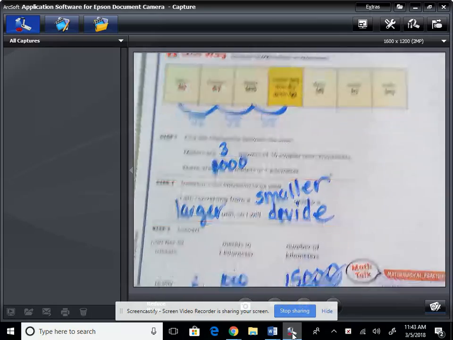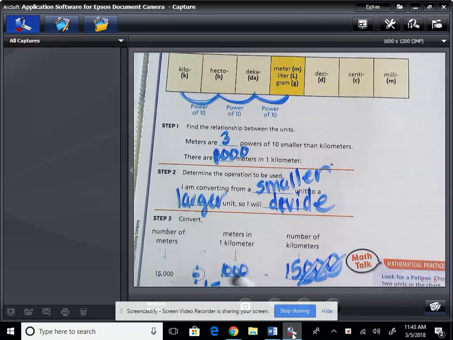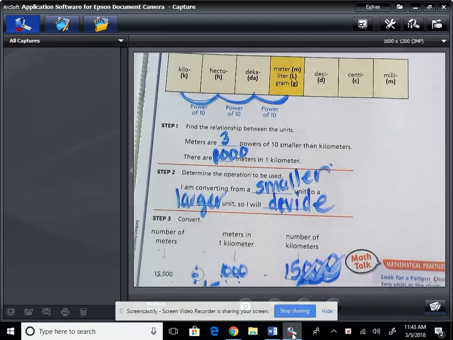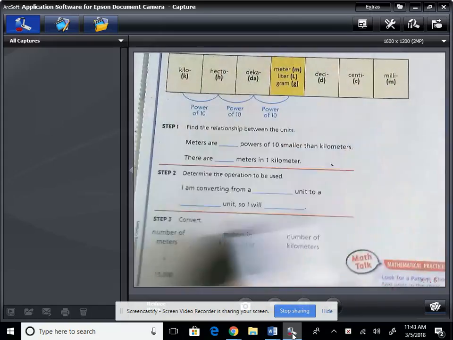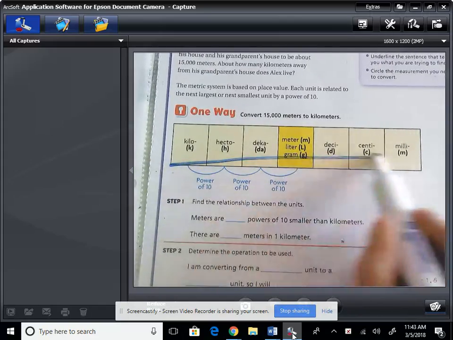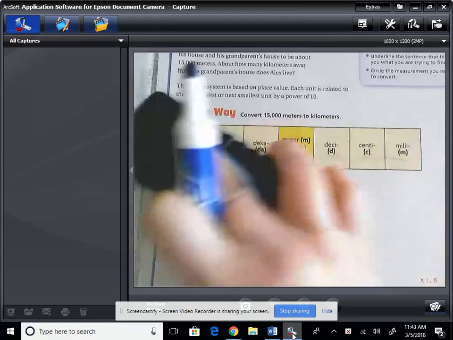Oops, sorry. So I was dividing 15,000 divided by 1,000. And I just knew that if I'm dividing, my number is going to get smaller. So I have to go back. How many places are in 1,000? 3. If I go back 3 places, I get 15. A lot simpler than converting. We just have to memorize this part. And you should have that sheet in yours.